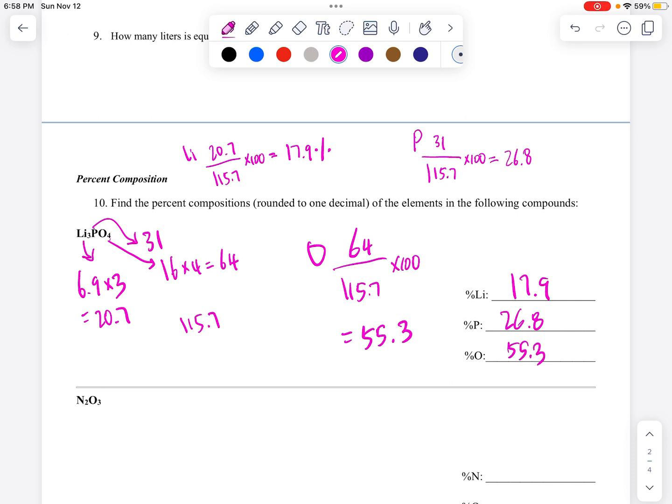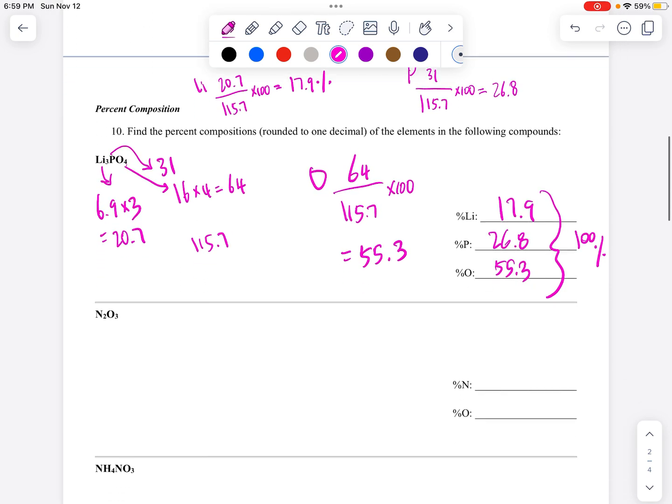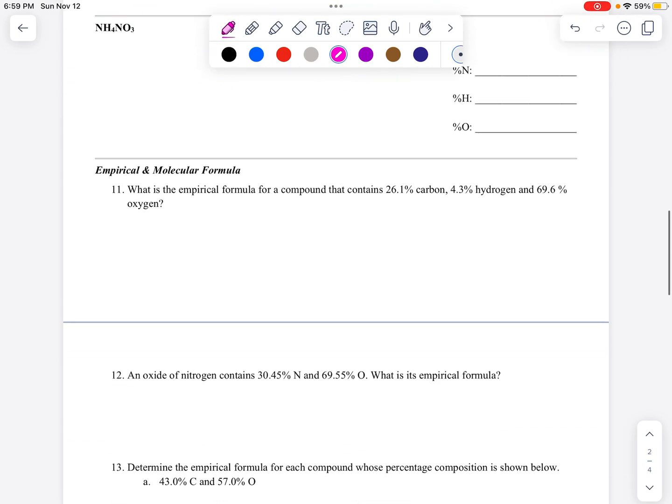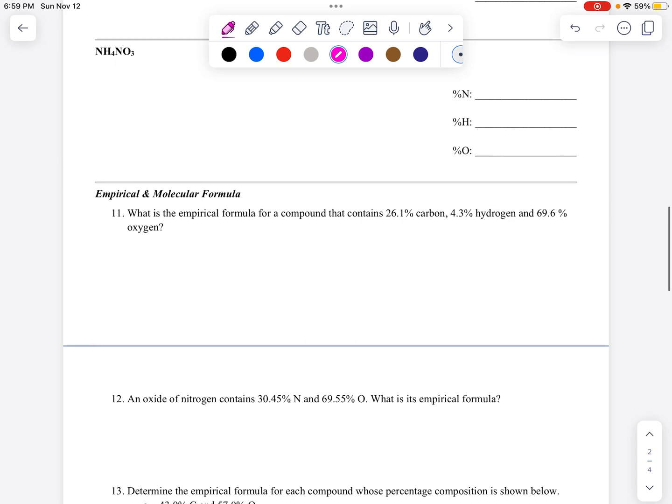55.3. Now, you want to make sure, we're not done here, right? There's one last step that you have to make sure that you check at the very end, is that do all these percentage makeups add up to 100%? And it appears, yes, they do. Awesome. They all add up to 100%, which is exactly what we're trying to do here, right? To find the percent composition of each element, okay? Great. So that's done. That's one question. I'm going to move on to do an empirical formula question.